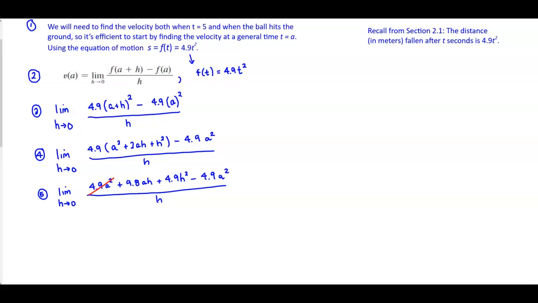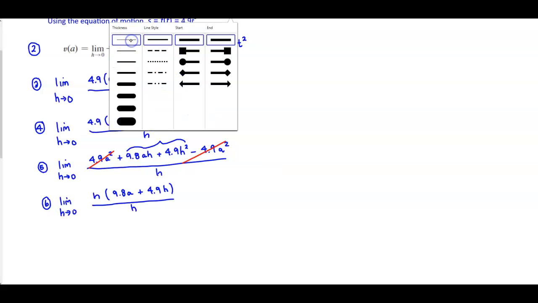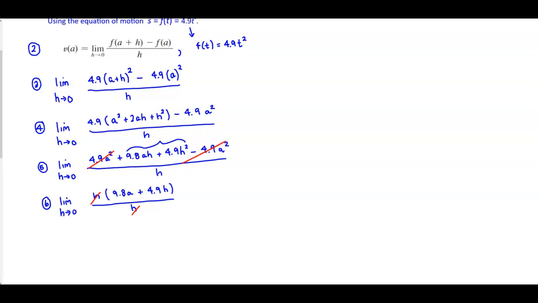So now we can combine like terms, so we know we can say that 4.9a squared minus 4.9a squared is 0. So what do we have left in our numerator? Well, you can see here that if we look at what's left, we can factor out an h. So if we factor out an h, what's left is 9.8a plus 4.9h, divided by h. So we can simplify the h.